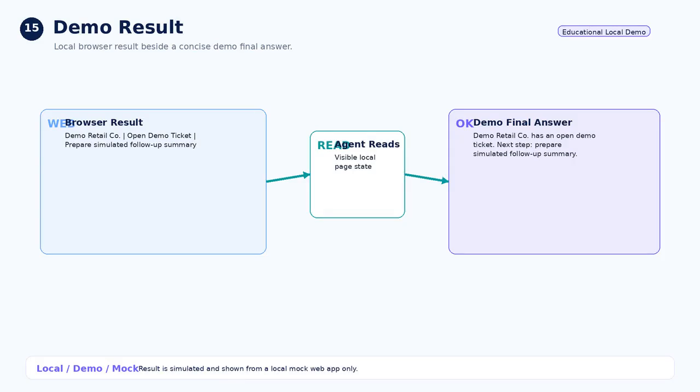With the expected tool call trace in mind, the next piece is the demo result. The final answer should reflect what the browser actually showed. For Demo Retail Company, the result should mention an open demo ticket. It should also mention the simulated follow-up summary. The key point is that the answer comes after browser verification. The agent did not just invent a response from the prompt. It inspected the page and used the result.